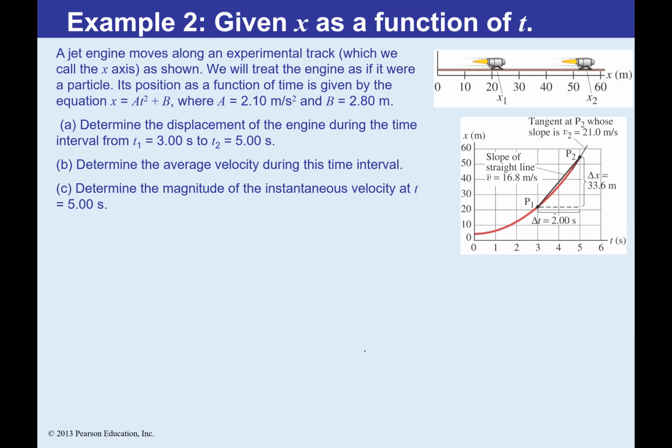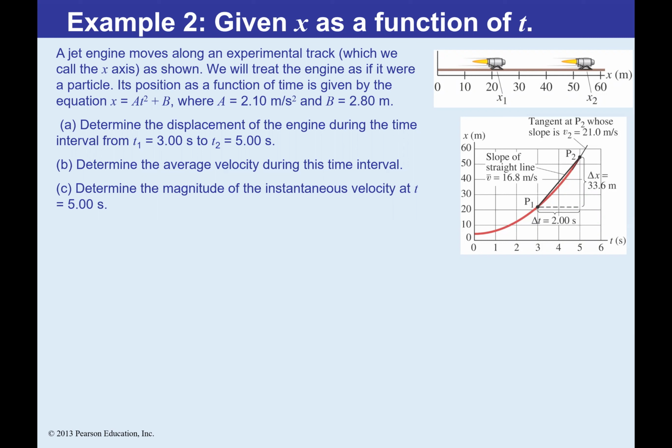So we have a jet engine. The jet engine moves along an experimental track, which we're going to call the x-axis. We will treat the engine as if it were a particle. Remember, we're using a particle model because we can ignore any type of size for the jet engine. We don't care about its size or shape. So its position as a function of time is given by the equation x equals at squared plus b, where a and b are some physical constants. A is 2.1 meters per second squared, b is 2.8 meters.